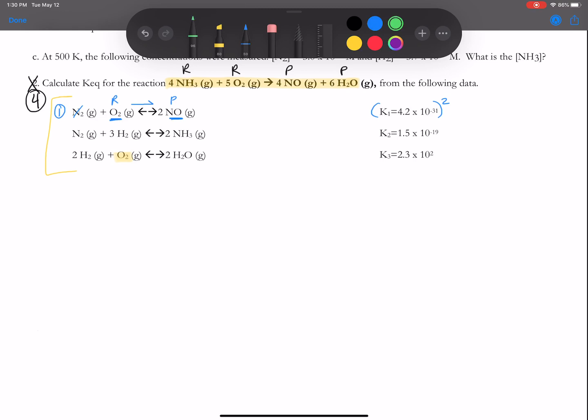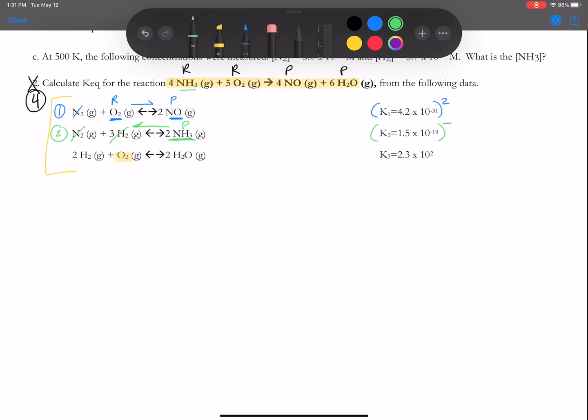For the next reaction, notice that I have N2 as a reactant. Again, I'm not interested in N2. I have H2 as a reactant. I'm not interested in H2. And I have NH3 as a product. I do need NH3, but I need it to be a reactant. In my data, NH3 is a product. In my new equation, NH3 is a reactant. So I need the reverse of this reaction. That means I'm going to take the flip. I'm going to flip this reaction over to the other direction. Mathematically, I need to take it to the negative power.